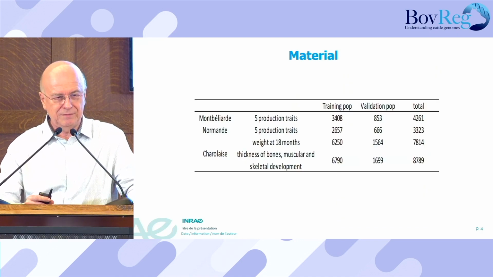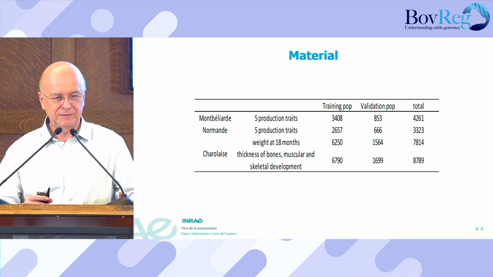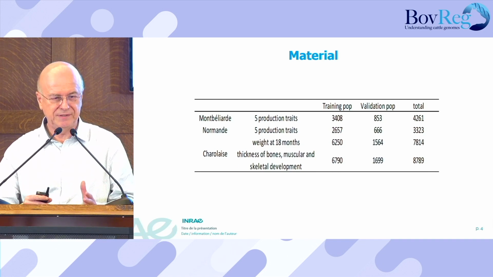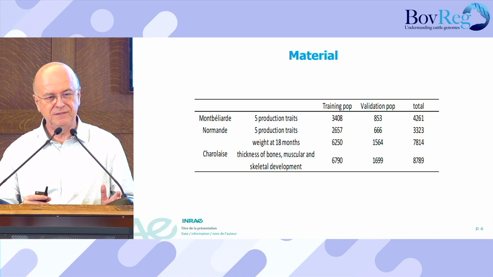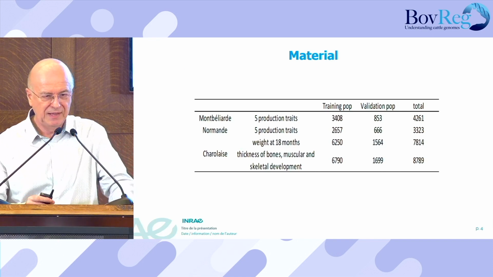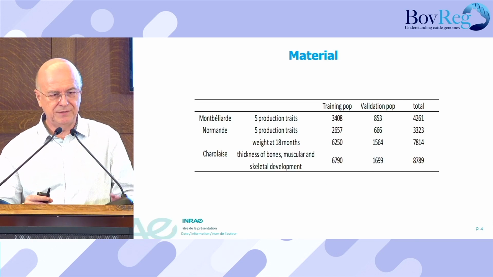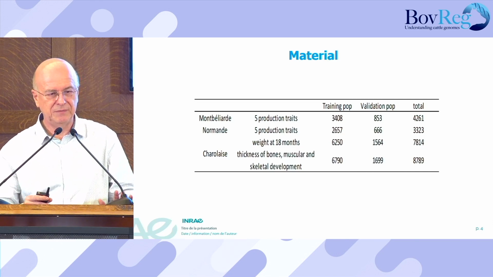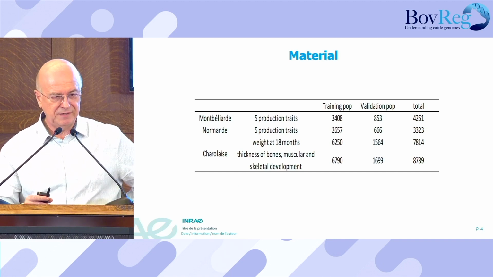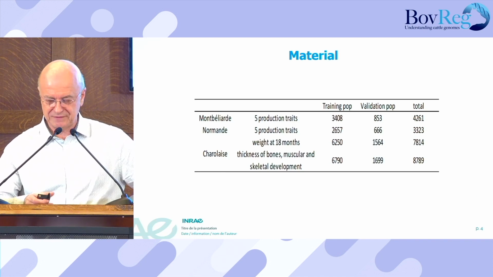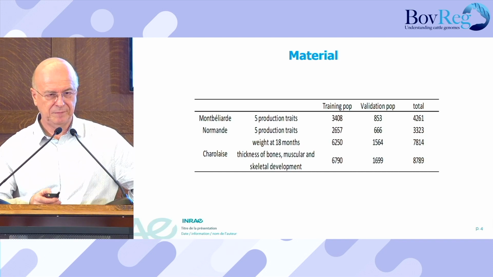In both breeds, the population was divided into a training population, about 80%, and a validation population, the remaining 20%. In dairy, we considered 5 milk production traits: milk, fat, and protein yield, and fat and protein contents. And for Charolais, 4 traits: weight at 18 months, thickness of bones, muscular development, and skeletal development.